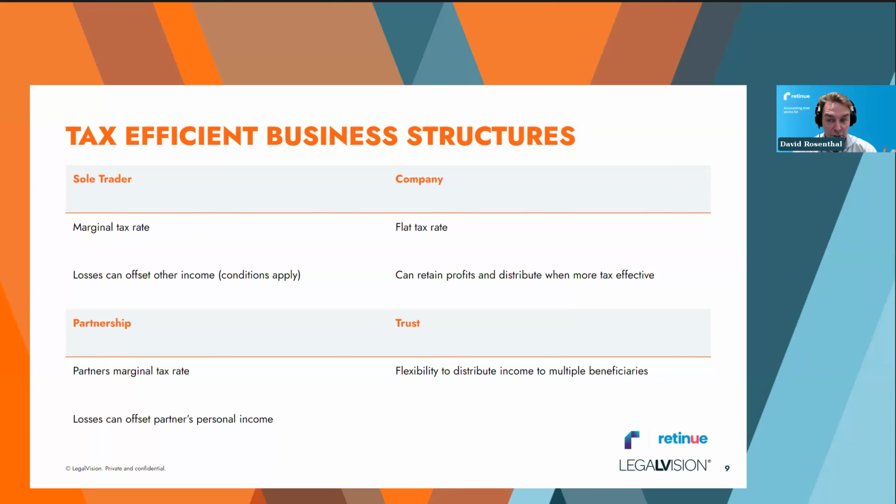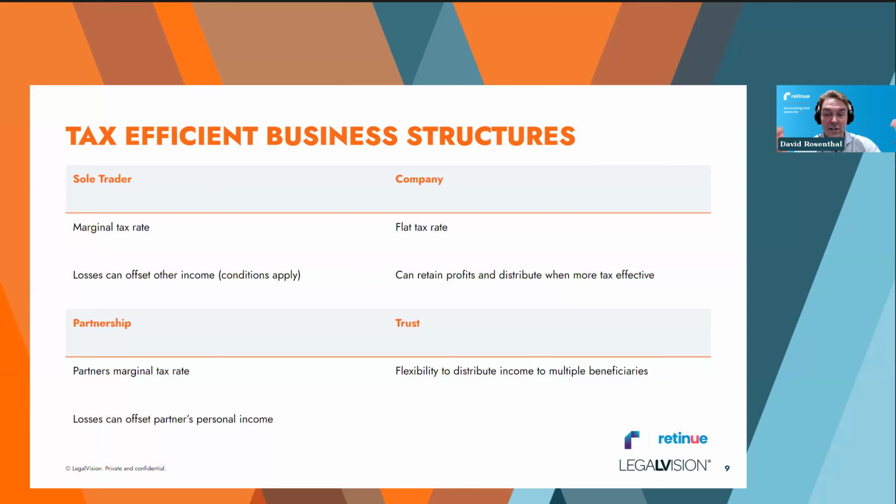Now, there are conditions that apply to it. One of the main things is the business or your side hustle has to have at least $20,000 of income. If you're not generating that level of income, you can't use those losses. They get deferred, what we call deferred losses.